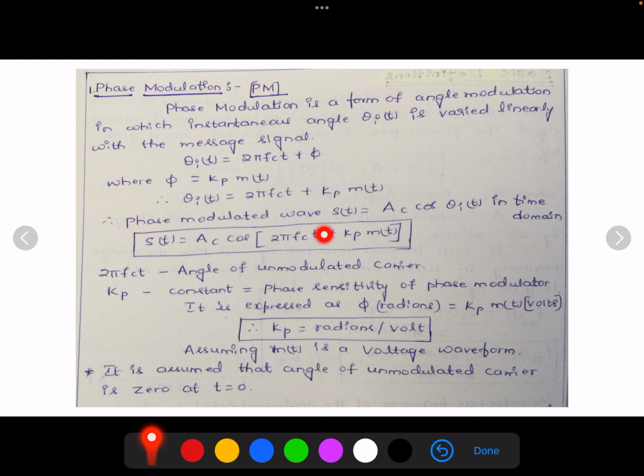The phase modulated signal s(t), as we have already seen in the time domain, is Ac cos(θi(t)). So s(t) is given by Ac cos(2πfct + kp m(t)). What is this kp? kp is the phase sensitivity constant of the phase modulator. It is expressed in radians per volt. And what is 2πfct? It is the angle of the unmodulated carrier wave.